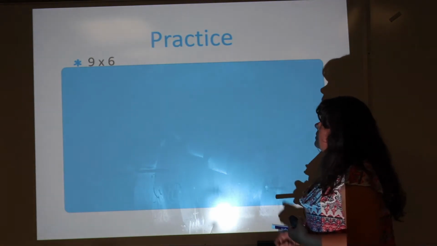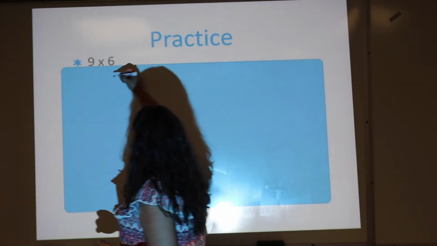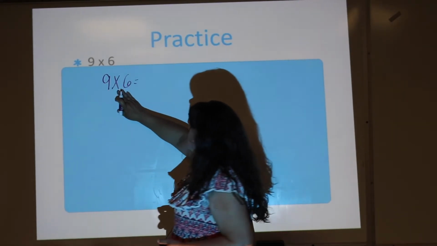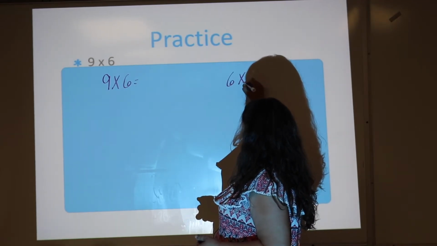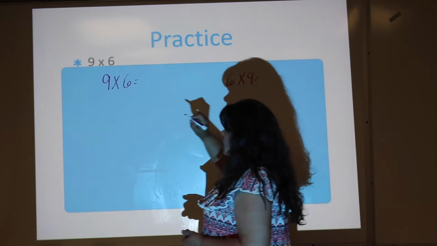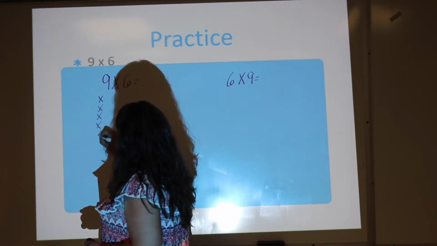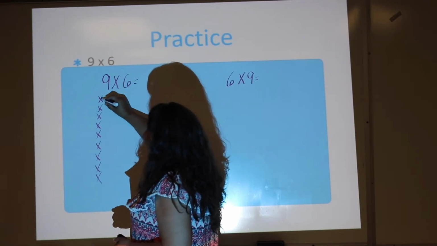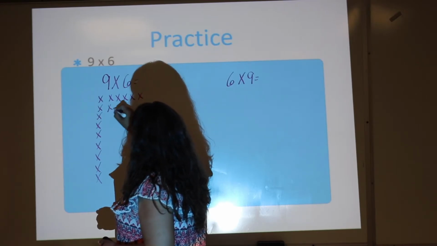The next one, 9 times 6. Whoops, touched that on accident. 9 times 6. If I were to switch these two, it would be 6 times 9. Same thing, 9 rows, 1, 2, 3, 4, 5, 6, 7, 8, 9, and 6 in each.